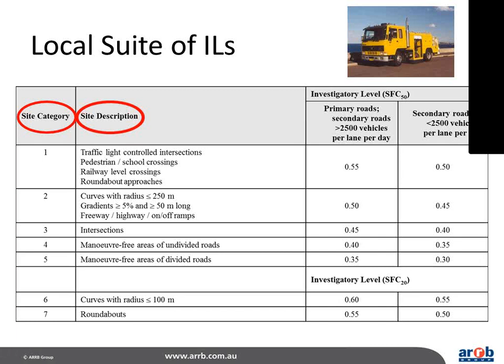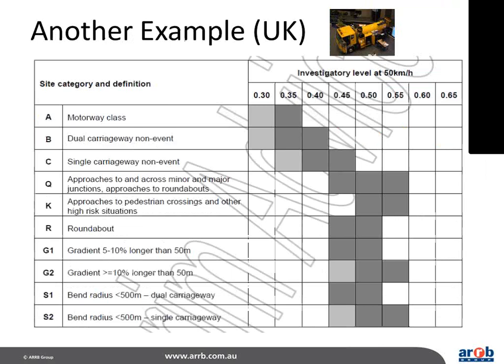Now, a number of suites of investigatory levels have been developed by road agencies, and they may have more or they may have less site categories. Here's another example. This is from the UK. This is the UK's motorway and trunk roads investigatory levels for SCRIM. And a couple of things I want to point out here for you. The first thing is that there are different category references. So it doesn't have to be 1 through to 7. There's no compulsion to do that. You can call them whatever you wish, and they've got some letter identifiers, and then on some, G1, G2, S1, S2 here as subcategories.